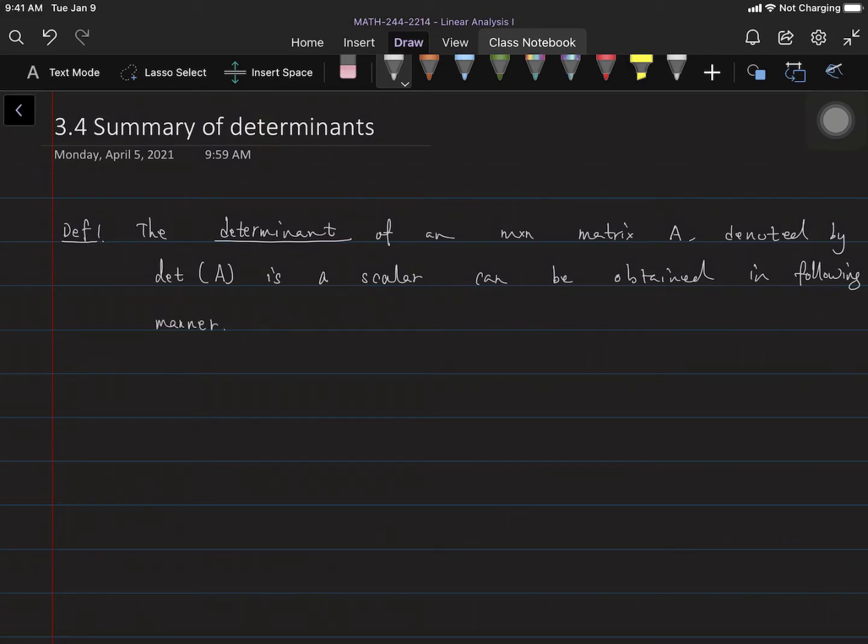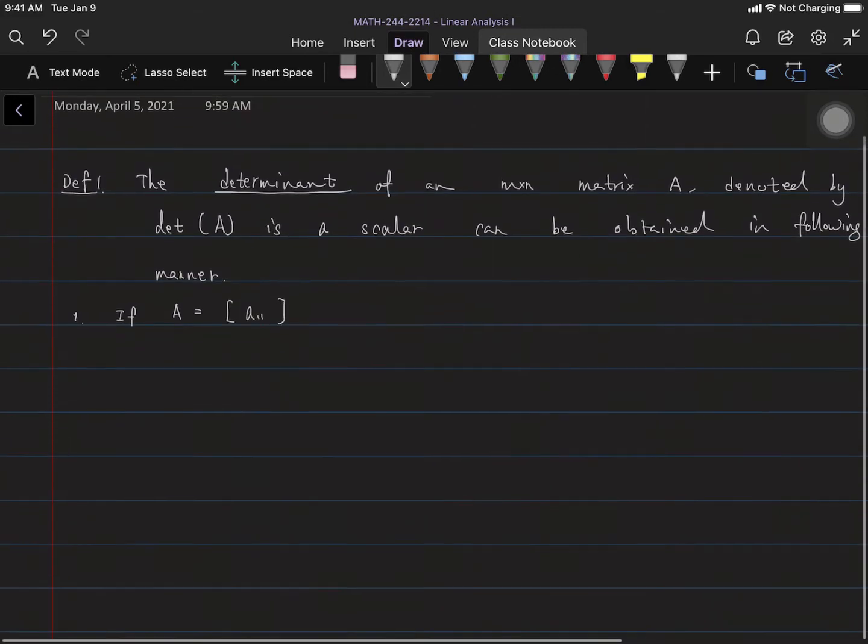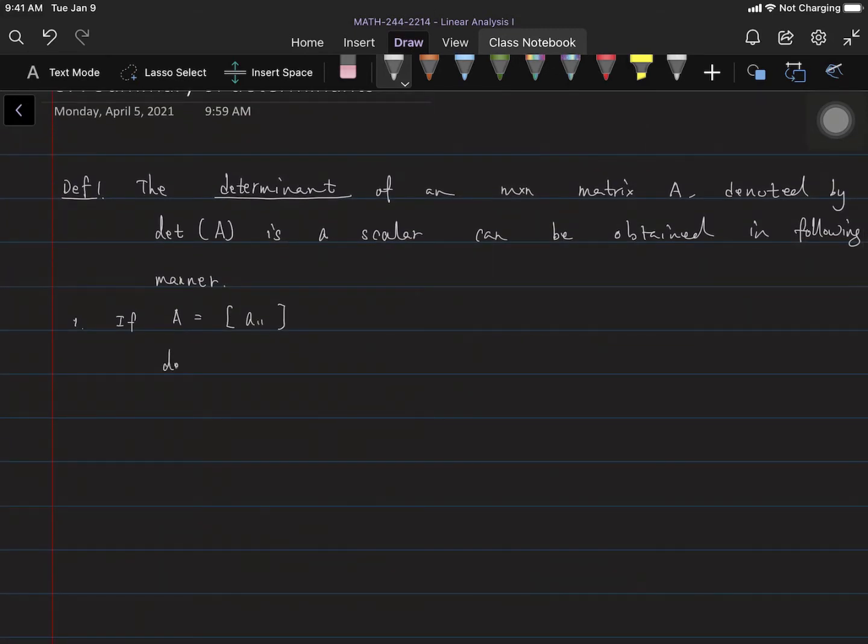Okay, let's take a look at the first case. If the matrix A just has one number, like A11, then the determinant of this matrix A is just equal to that number, the only one element. This doesn't happen too much, because usually our matrix is 2 by 2 or above.